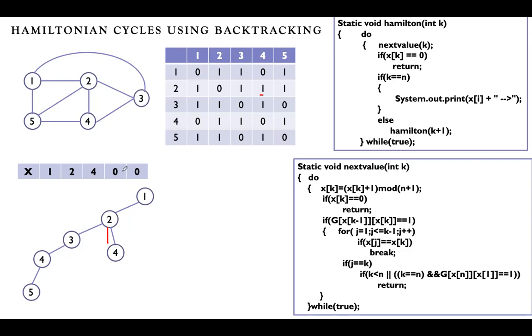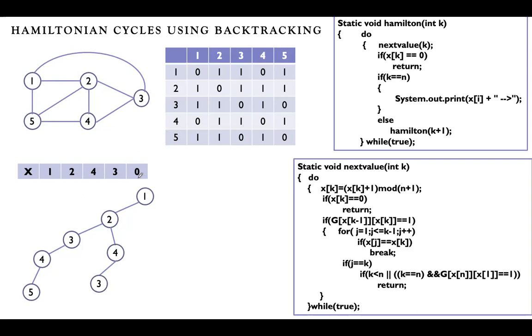Here, just like the previous algorithm, it will search for 1. It will check for 2. 1 is already there in this array. 2 is also already there in this array. It will try for 3. Okay, it will put 3 here. 3 is not there in the array. 4 to 3. Okay, there is an edge. So you can write 4 to 3.